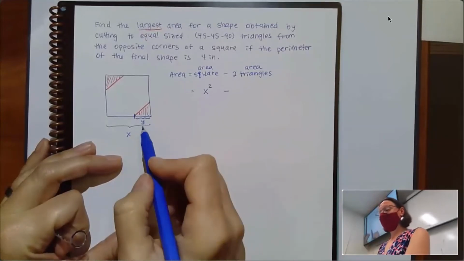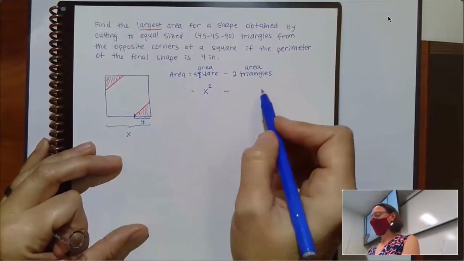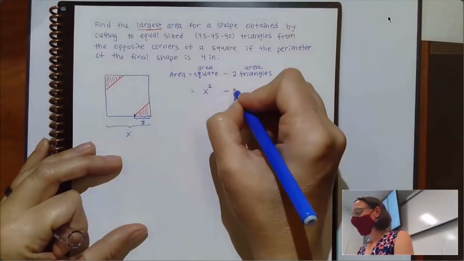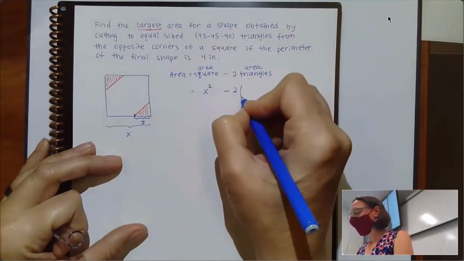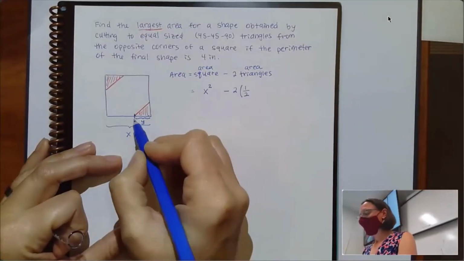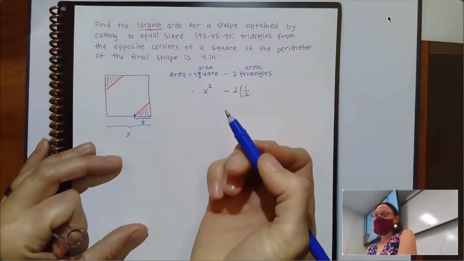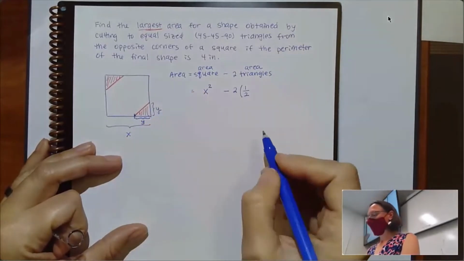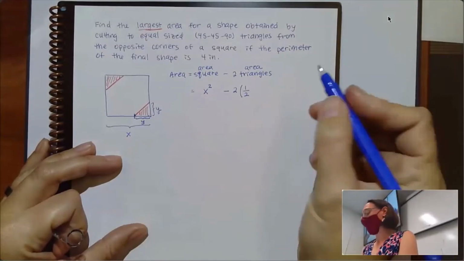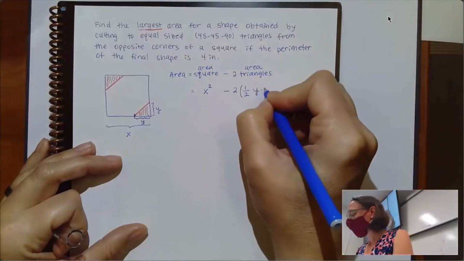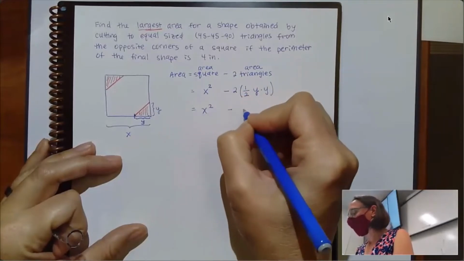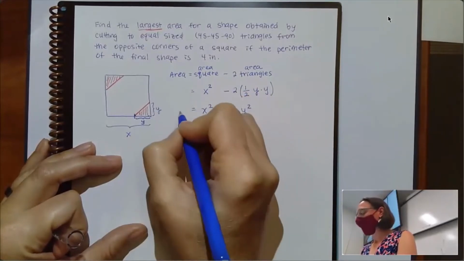And for sure, if I do that, then writing the area of my triangles is pretty straightforward. I'm going to have 2, and the area of each triangle is 1/2 the base times the height, but they're 45, 45, 90 triangles, so that is a y. So I'd have 1/2 y times y, which would work out to be x squared minus y squared.